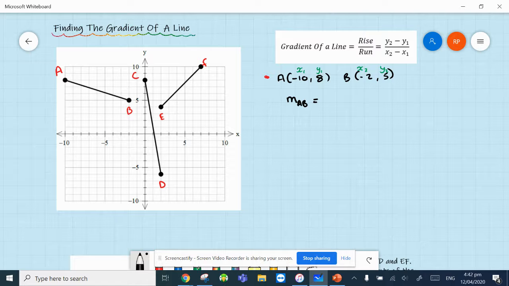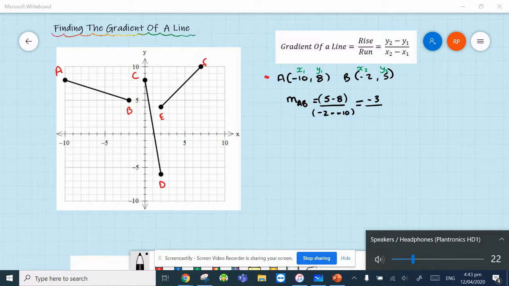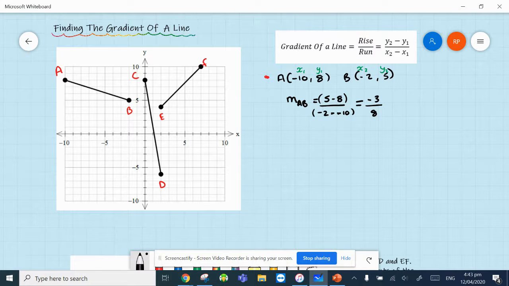So I'm doing y2 take away y1, so 5 take away 8 over minus 2 take away minus 10. Alright, so you can do that on your calculator. I generally do the top and then the bottom and leave it as a fraction, because that's more helpful when we're doing equations of lines. So 5 take away 8 is negative 3, and minus 2 minus minus 10 is 8. So the gradient of AB is equal to negative 3 over 8.